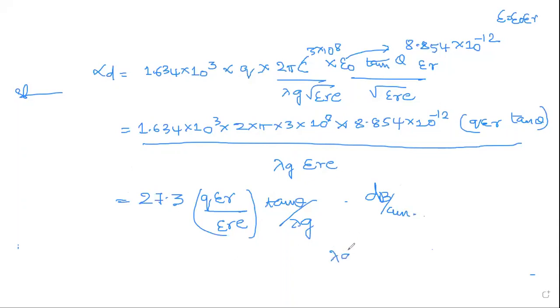Where you know lambda g is nothing but lambda naught divided by square root of epsilon re, which we have written for the guided wavelength. Where lambda naught is the free space wavelength, lambda g is the guided wavelength. Or you can also write it as, we know lambda naught is nothing but c by f, into epsilon re, where c is the velocity of light, f is the frequency. Everybody is getting 27.3? Yes, ma'am.